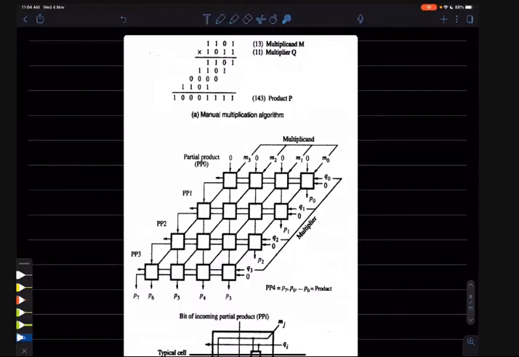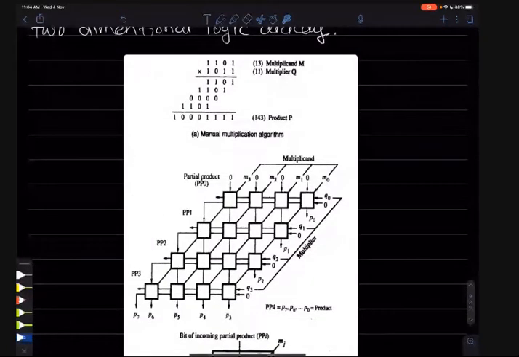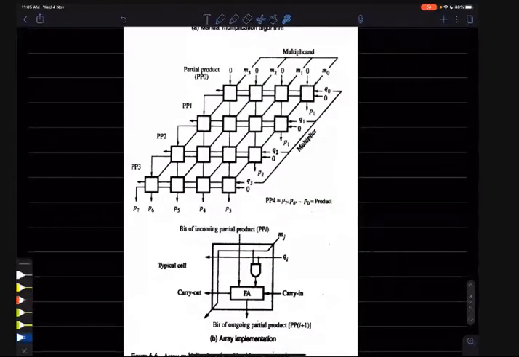Whenever you do 1 multiplied by 1, the AND gate gives 1, and 1 times 0 is always 0 in an AND gate. So multiplication is replaced by an AND gate. That's why there is an AND gate here. What are the inputs for the AND gate? The M bit and the Q bit. For the AND gate we have an MJ bit and a QI bit, and both form the input for the AND gate.